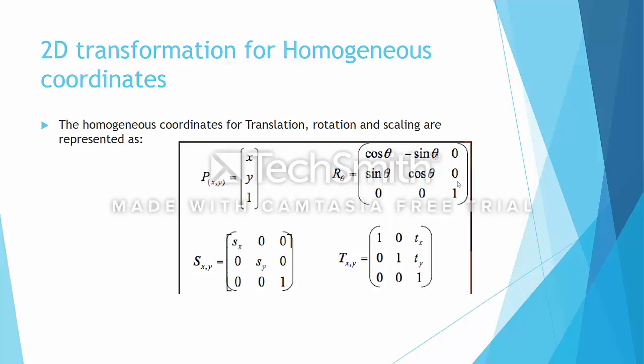It allows us to now represent translations as matrix multiplications instead of as vector addition. A translation is written as the following matrix, and scaling about a fixed point as simply a matrix multiplication. The matrix for rotation is also described in this slide.